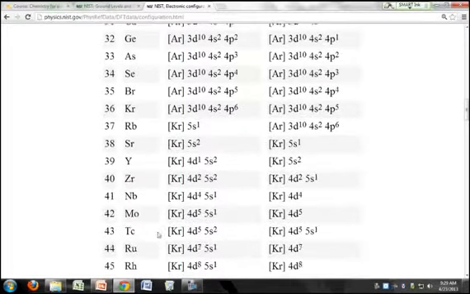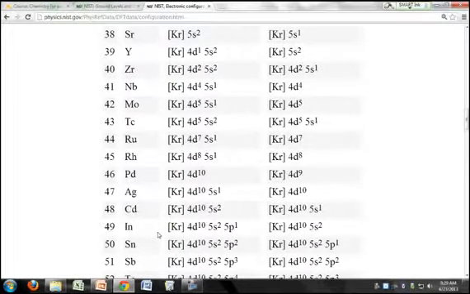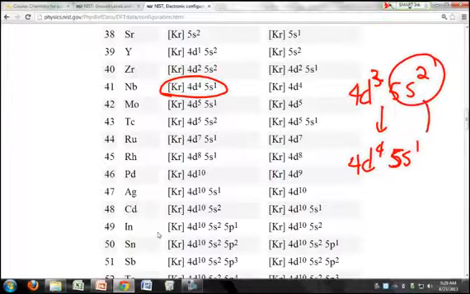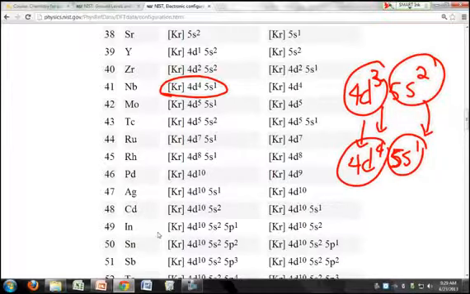When you get to the next row in your D block, you'll find that niobium is an exception. Instead of 4d3 5s2, it is now 4d4 5s1. Okay, so you're shifting from a fully filled subshell to a half-filled subshell, but you're not gaining another half-filled subshell. 4d4 is not a half-filled subshell.